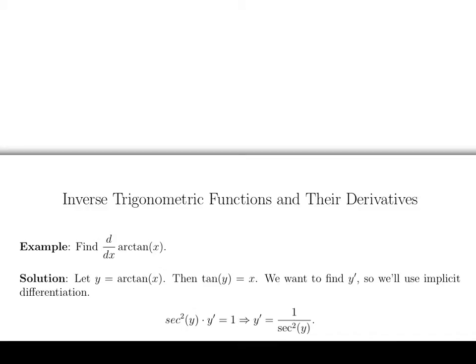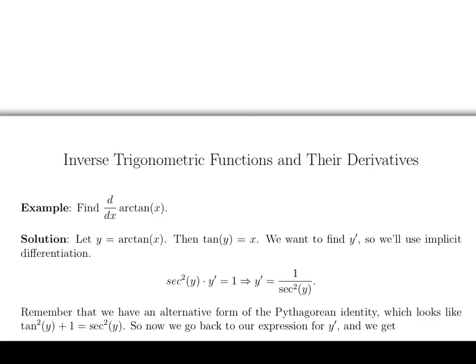So if we solve for y prime, then we end up with this equation here. Y prime is equal to 1 over secant squared y. And of course, it's a little tempting to rewrite that as cosine squared, but I actually want to keep it like this, and we'll see why in a moment.